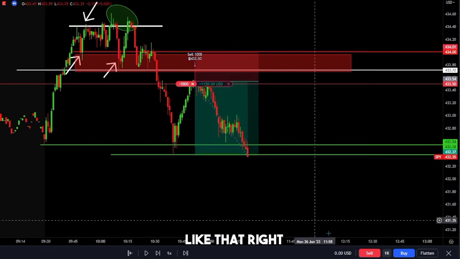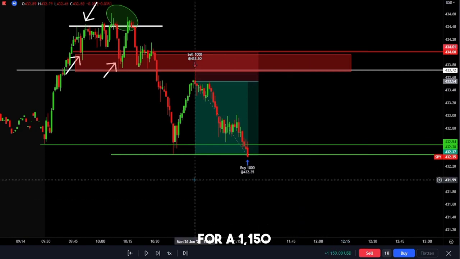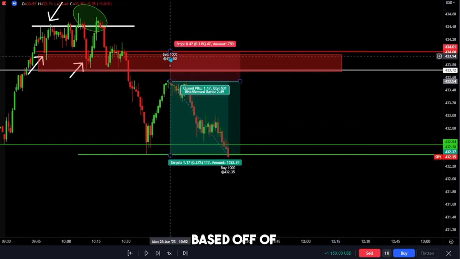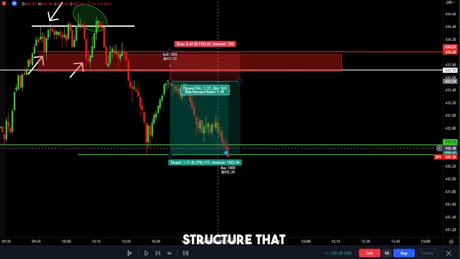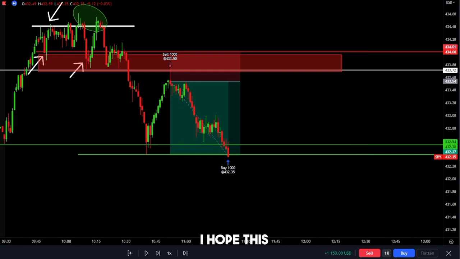And just like that, right, we're going to flatten out that full position for a $1,150 trade based off of clear market structure, that clear low and the clear break of structure as well, along with identifying liquidity within this trade. So I hope this video helped you understand market structure and identifying liquidity.